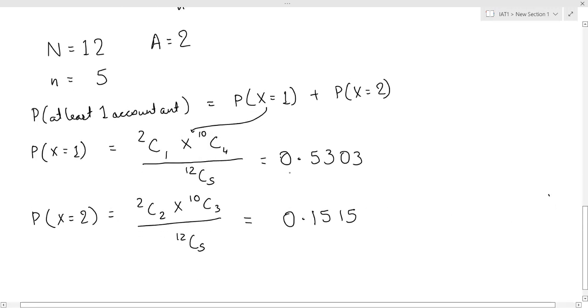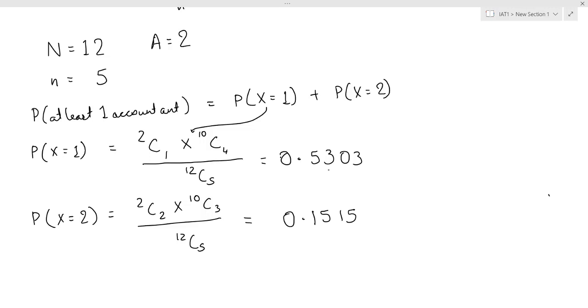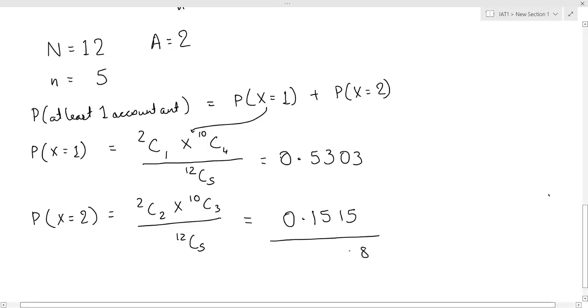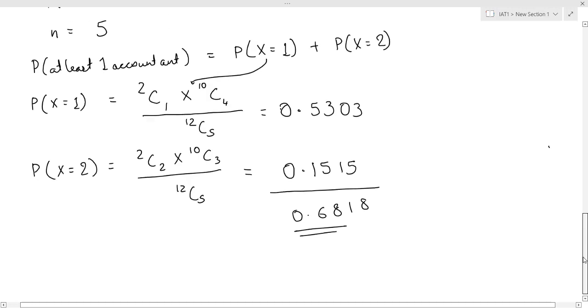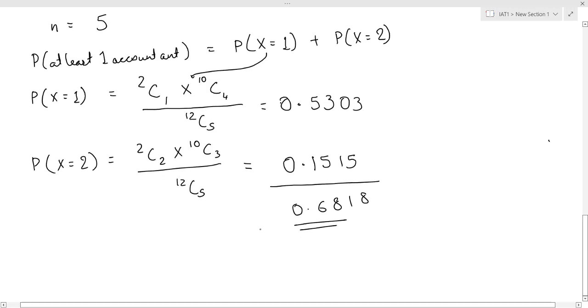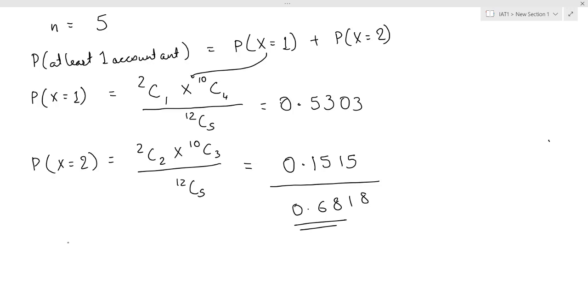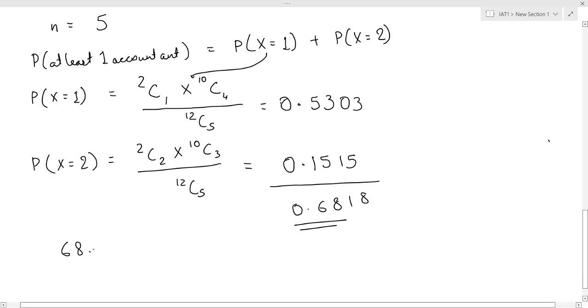The probability of there being one accountant is 0.53. The probability of there being two accountants is what? It is 0.15. Okay, so if we do the addition, we get 0.6818. The probability of at least one accountant is 0.6818, which translates to 68.18%.